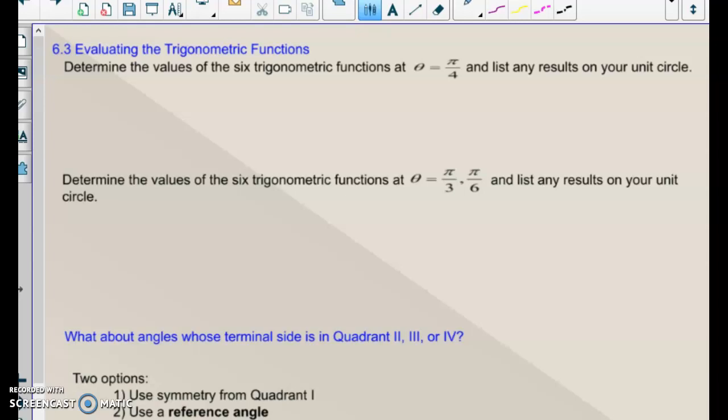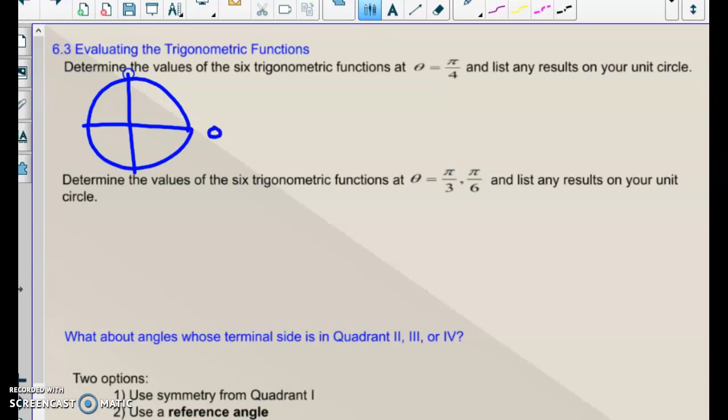So in section 6.3, we're going to determine the six trigonometric functions at pi over 4 and list any results on our unit circle. So what you're going to do is make a unit circle with these values in it, and we want to find what's going on at pi over 4. So let's go to our unit circle.